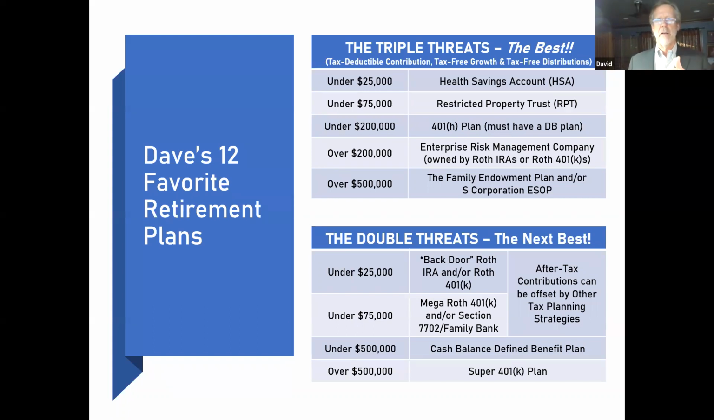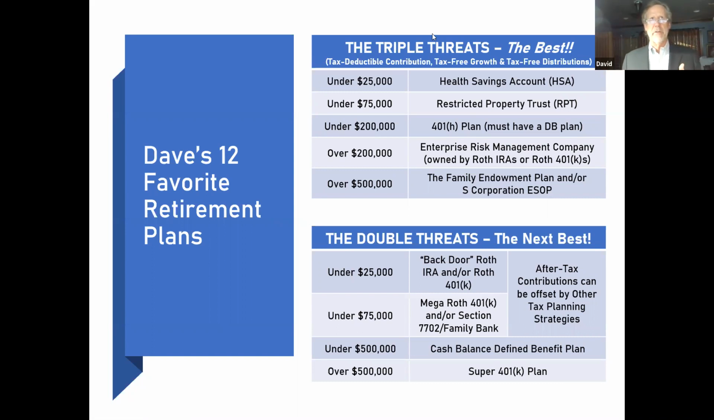So under $25,000 is a health savings account. That obviously wouldn't take the full $25,000. If you have $75,000, I would probably match that with a restricted property trust. If you want to move on all the way up to $200,000 of potential contributions, I would look seriously at adding a 401k plan. The only issue there is you've got to have it also adopted along with a DB plan. If you have over $200,000 of cash flow, my favorite is the Enterprise Risk Management Company owned by Roth IRAs or 401ks. And then if you're above the $500,000, then I would recommend looking at the Family Endowment Program and/or the S Corporation ESOP.